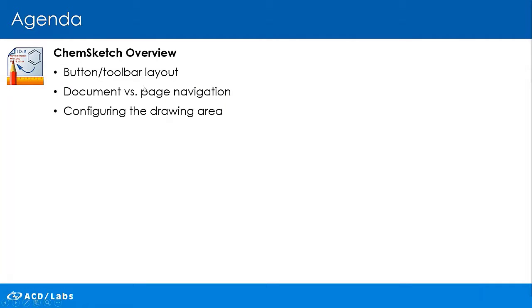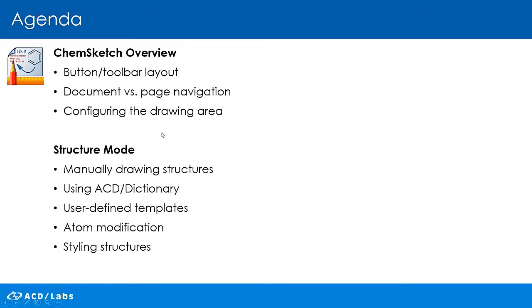Here I'm going to talk about the button and toolbar layout, document versus page navigation, and also how to configure the drawing area. So this is mostly for people who are new to the software, who've never seen it before, and maybe just want a quick overview of how to get around and how to click all the buttons and extra. The next part we're going to talk about is structure modes.